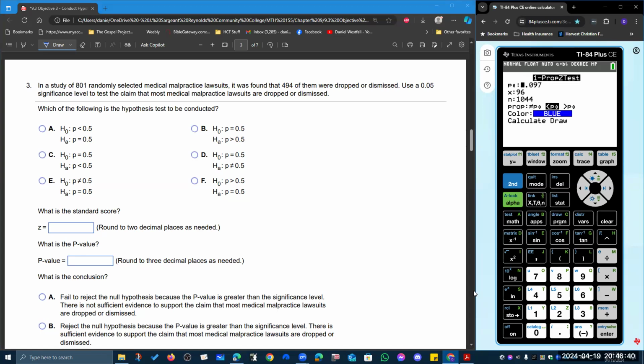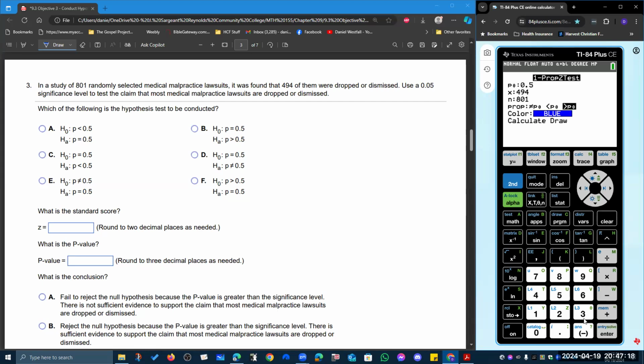And a study of 801 randomly selected medical malpractice lawsuits. It was found that 494 of them were dropped or dismissed. Use a 5% level of significance to test the claim that most medical malpractice suits are dropped or dismissed. So when we say most, we mean more than 50%. So more than 50%.